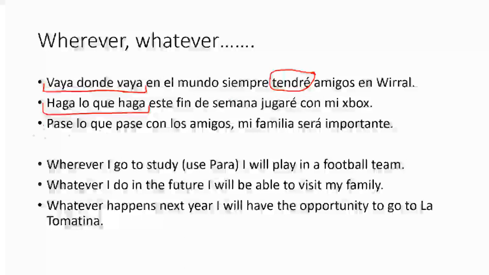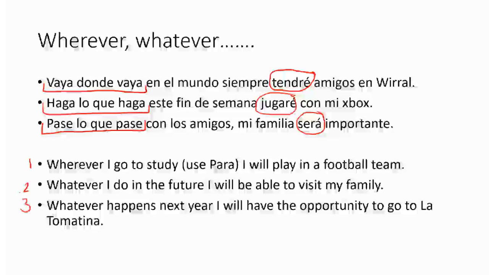And pase lo que pase, whatever happens, con los amigos, mi familia será importante. So whatever happens with my friends, my family will be, there's our future again, following that. Sorry, there's our future there as well. My family will be important. So vaya donde vaya, wherever I go, haga lo que haga, whatever I do, and pase lo que pase, whatever happens. Okay, have a go at sentences number 1, 2, and 3.